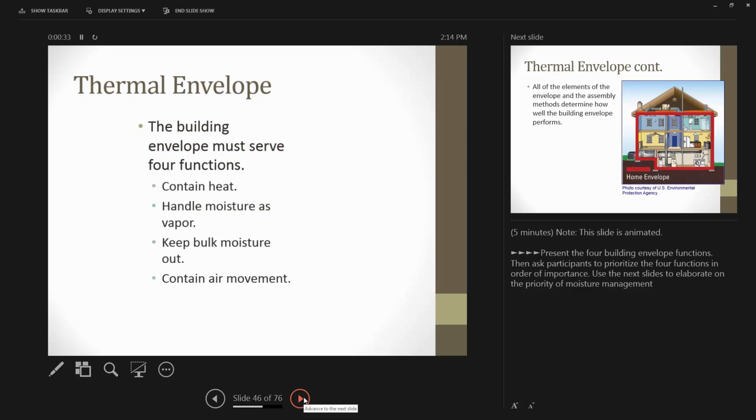The 4 basic functions of the thermal envelope, and these all have to happen simultaneously, are: contain heat, handle moisture as a vapor, and we're gonna revisit that because we talked at break, and I think we'll spend a few minutes just revisiting moisture drive a little bit. So 4 functions: contain the heat, handle moisture as a vapor, keep bulk moisture out, so our bulk moisture is rain, snow, everything that's coming from the outside, and then control and contain our air movement.